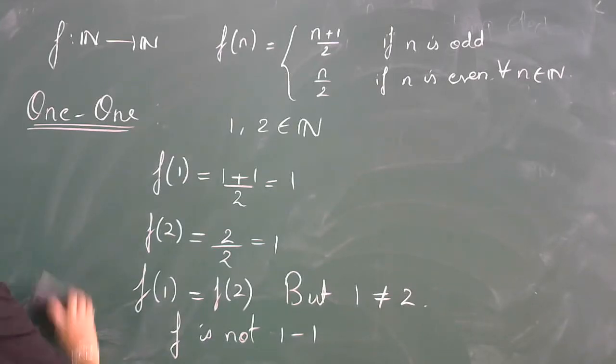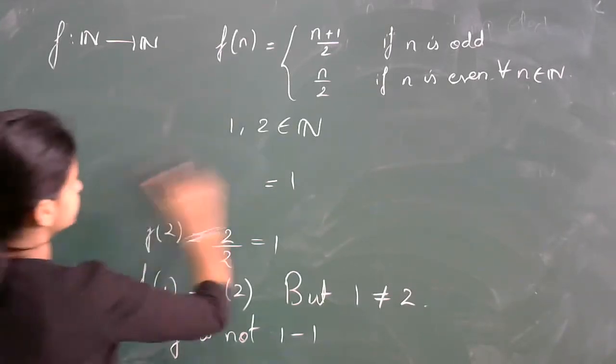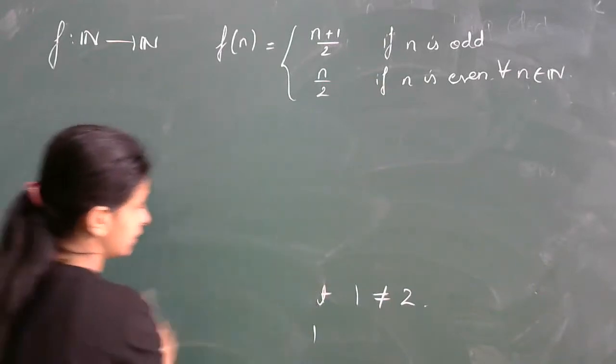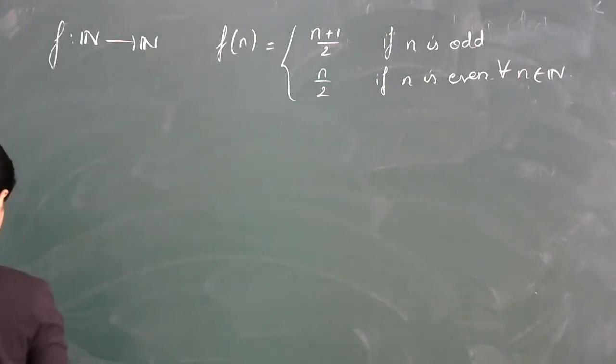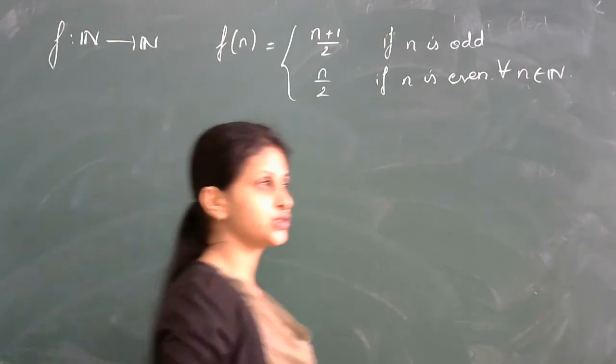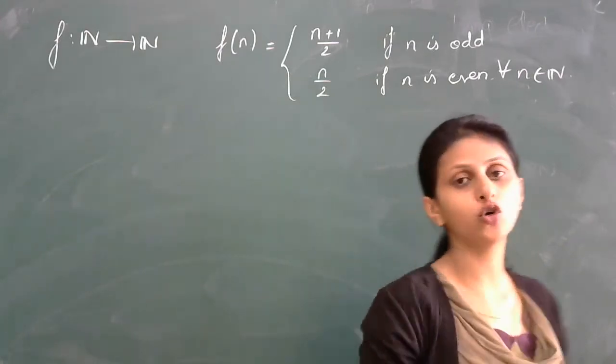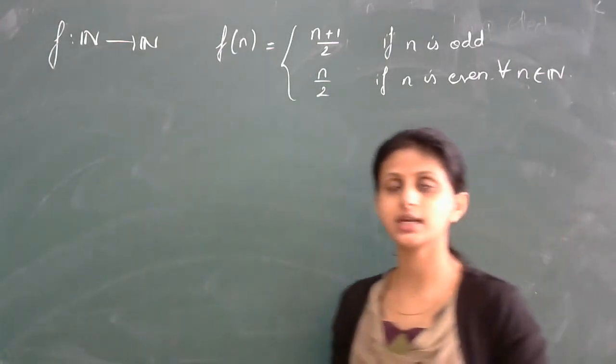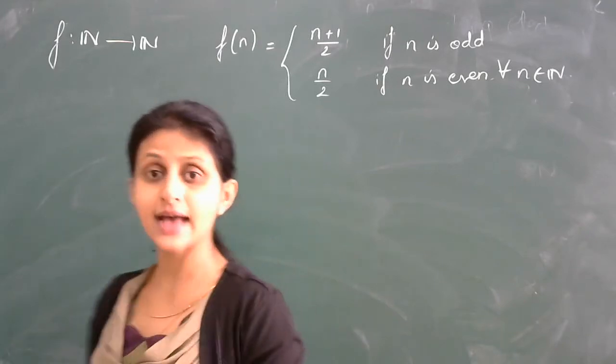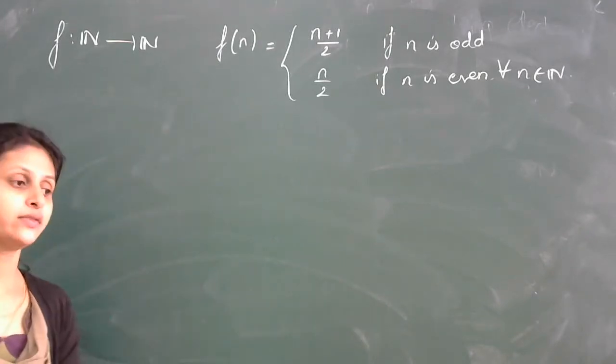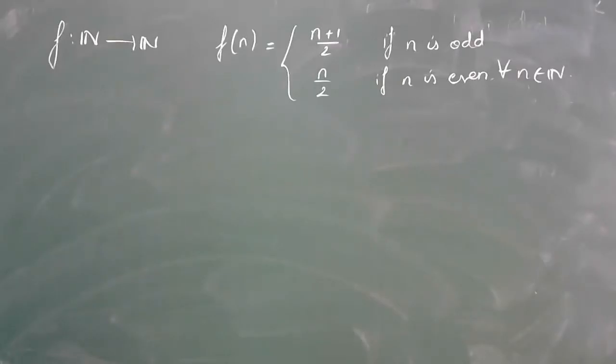Okay. Now let us see whether it is onto or not. To check onto, we have three definitions with us. Either you check whether every element in the codomain is an image, or else you can say that every element in the codomain has a pre-image. Or you can even check it by seeing whether range is equal to codomain or not.